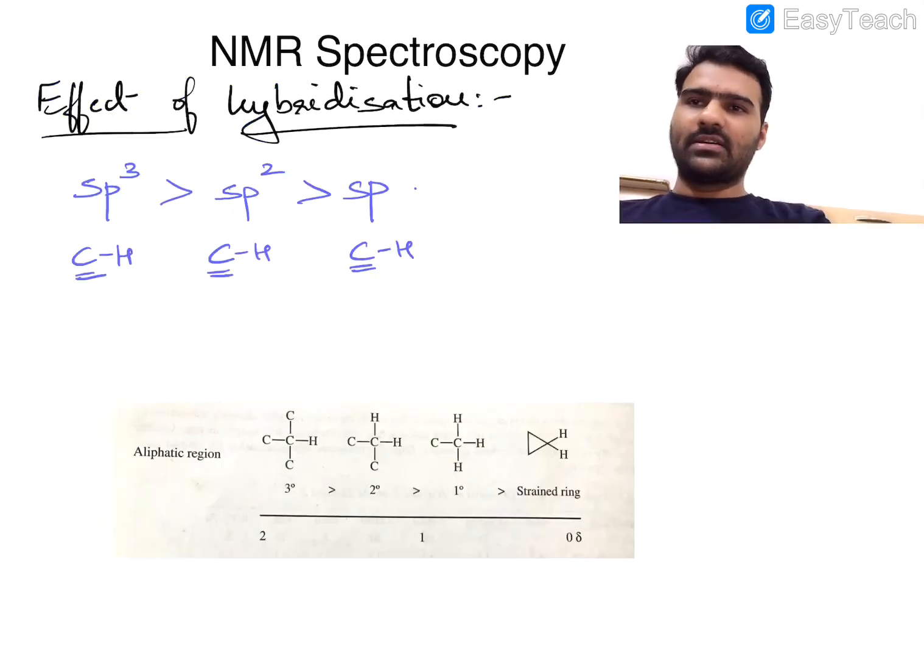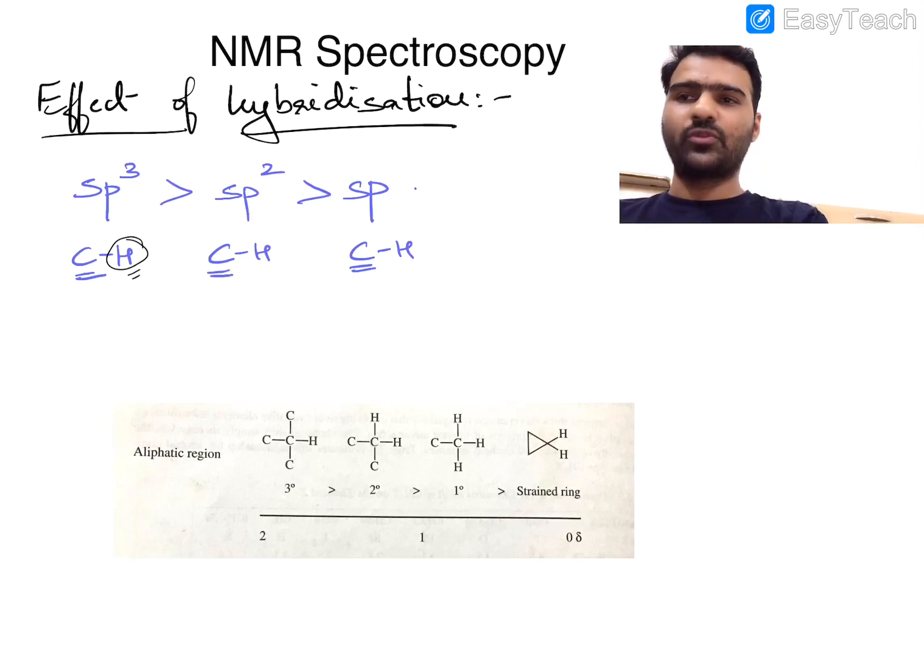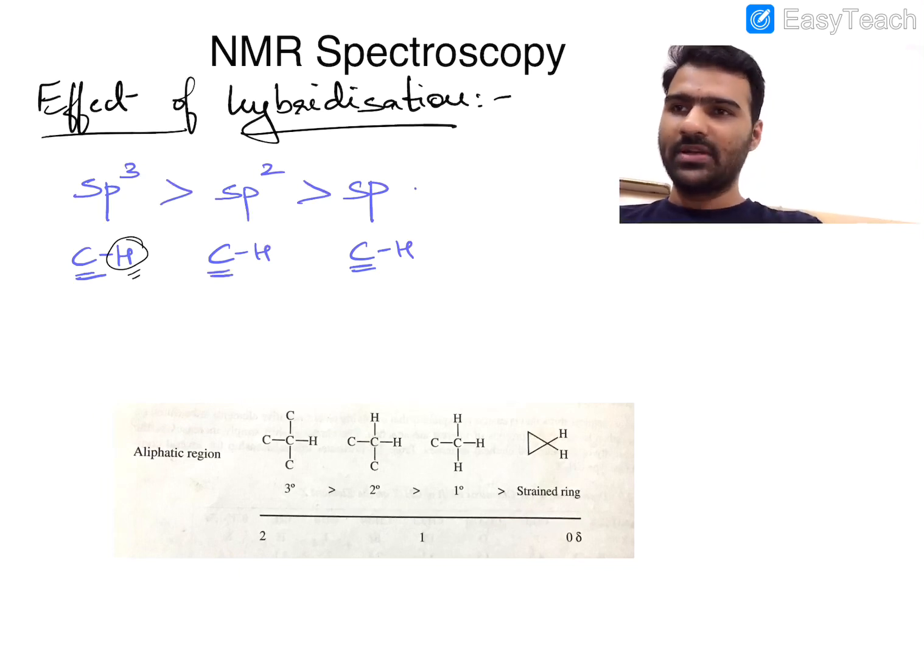Alright, the next factor that affects peak positions in NMR is hybridization of the atom connected to the NMR active nuclei. In this case, if we consider a proton that's attached to a carbon atom, then the carbon atom's hybridization scheme is going to affect the peak position of this proton in the proton NMR.